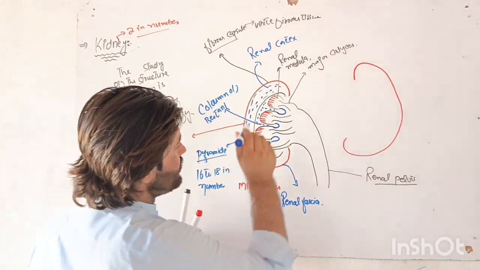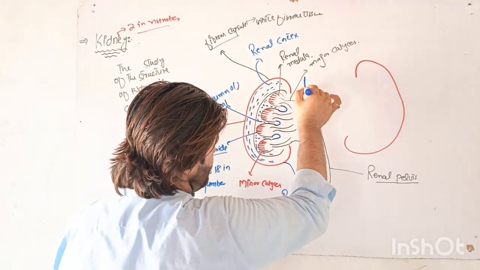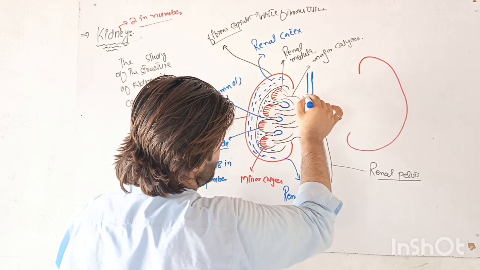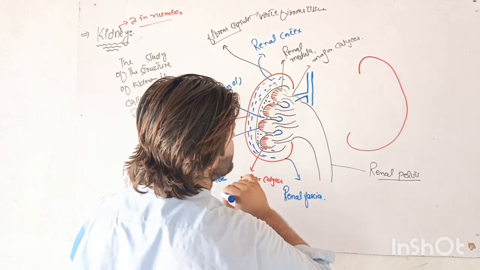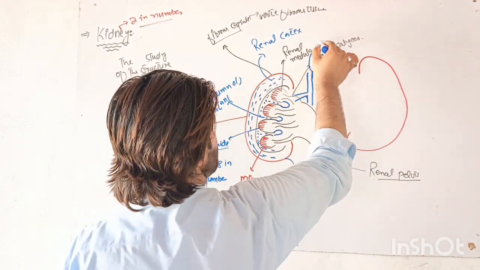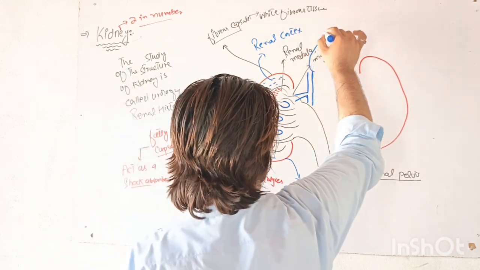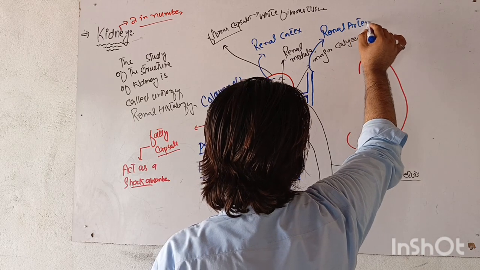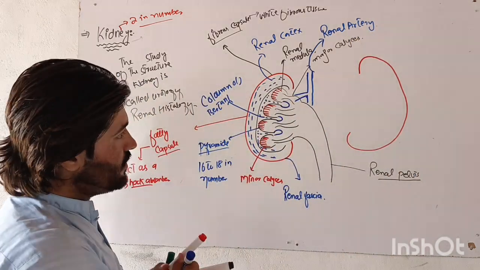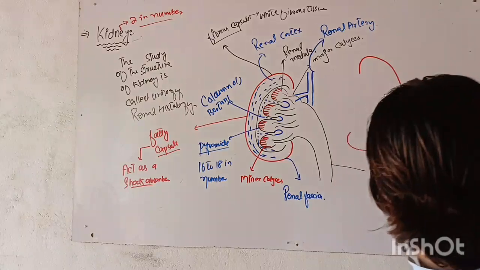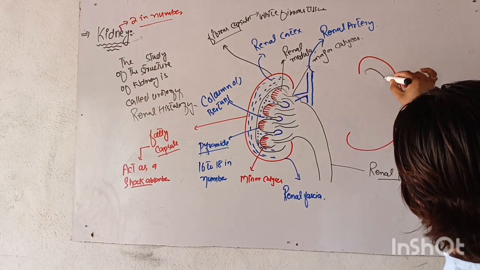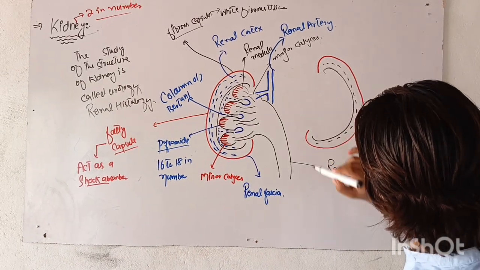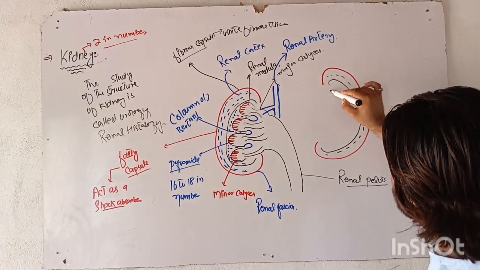Here, this is called the renal artery. The same structure is here. The outer part of the kidney is called the renal cortex, and this part of the kidney is called the renal medulla.